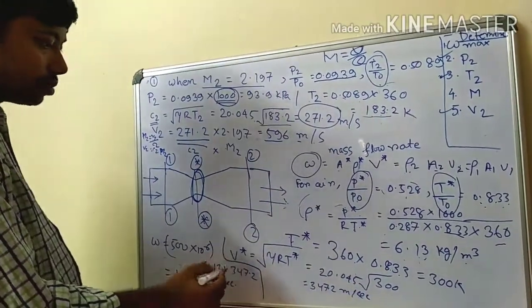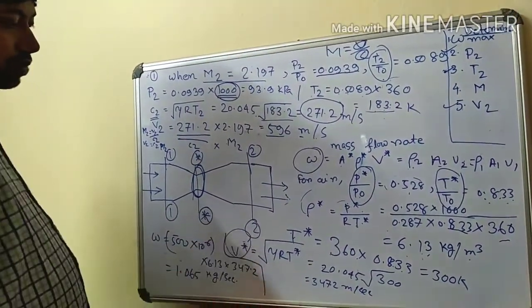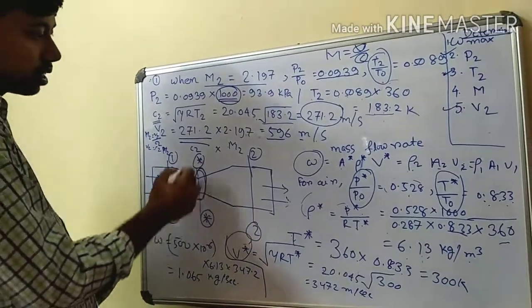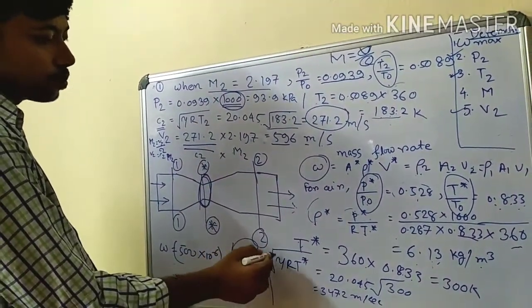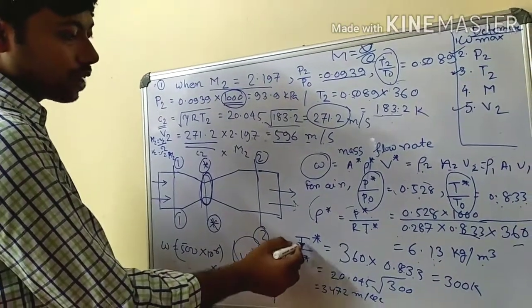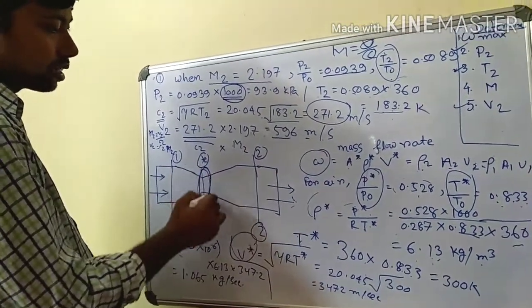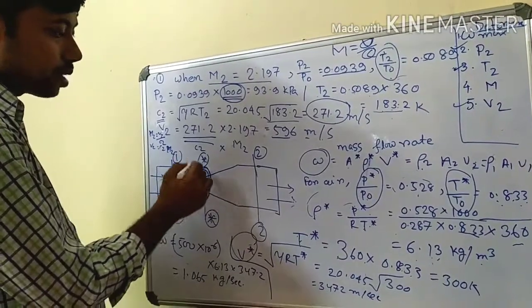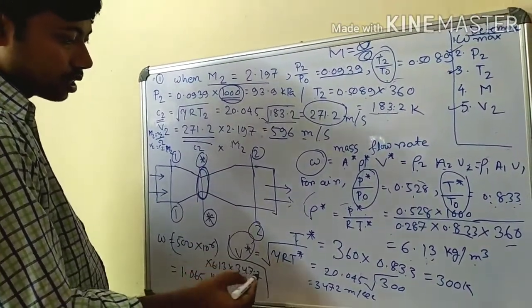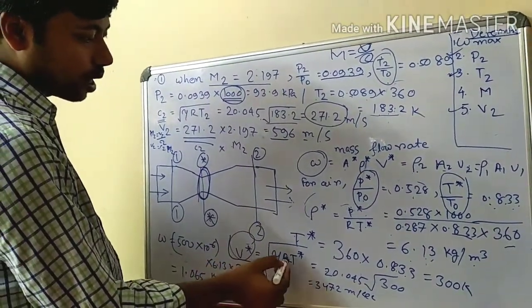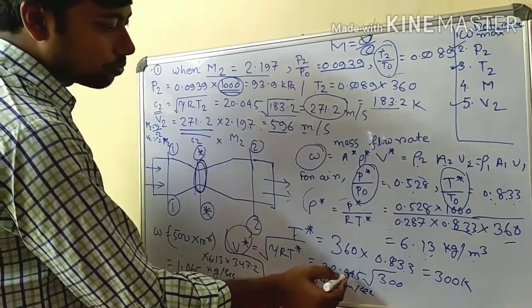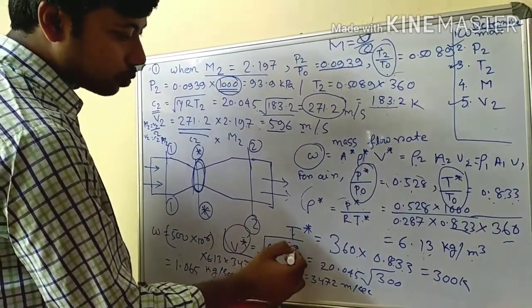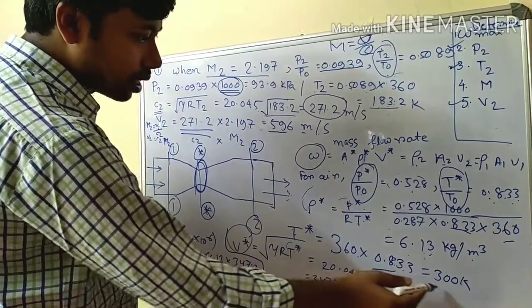Now as you know, the velocity at this throat section is under root of gamma R T star. The stagnation temperature means the maximum temperature that you can get in the nozzle. So V star will be under root of gamma R T star. The value under root of gamma R will be 20.045, and under root of T star, that will be under root of 300 Kelvin.